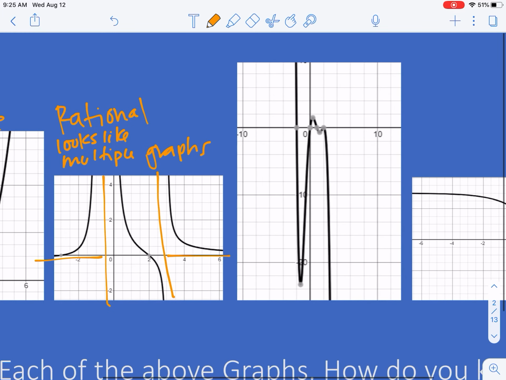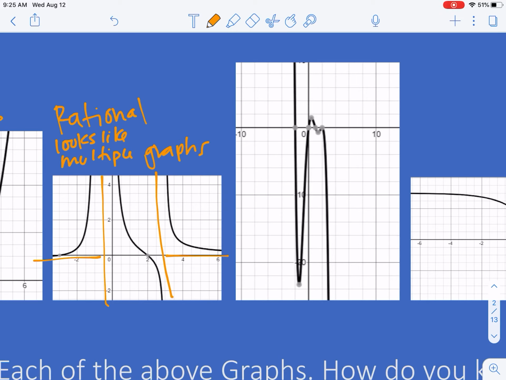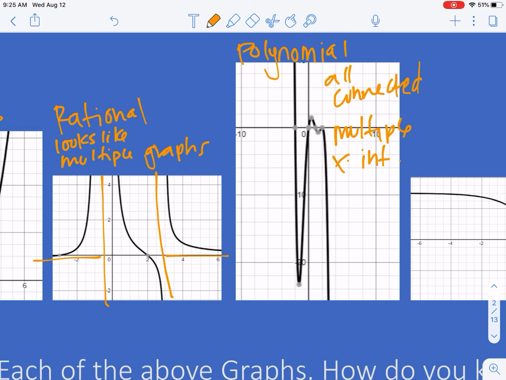This third one here is going to be a polynomial. And we know it's a polynomial because it's all connected. There are multiple x-intercepts and multiple max and min. And so a reminder, we're going to talk more about that today. Max and min are these high and low points. So these are all things that allowed us to know that it was a polynomial.